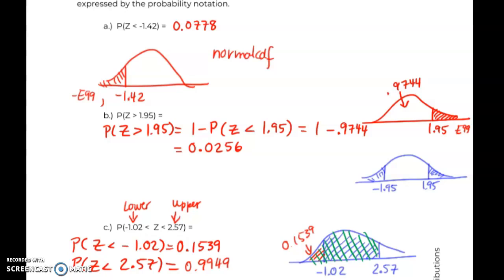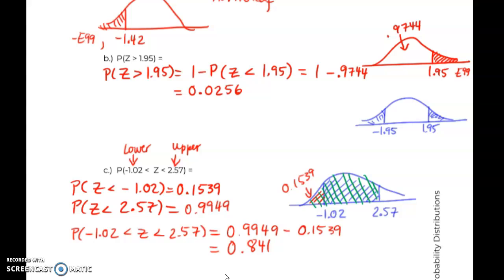So just to compare our images again over here with the probabilities we found on StatCrunch, the first one, less than negative 1.42, was 0.0778. The probability that the z-score is greater than 1.95 was 0.0256. And the last probability, of the z-score being between negative 1.02 and 2.57, was 0.841.